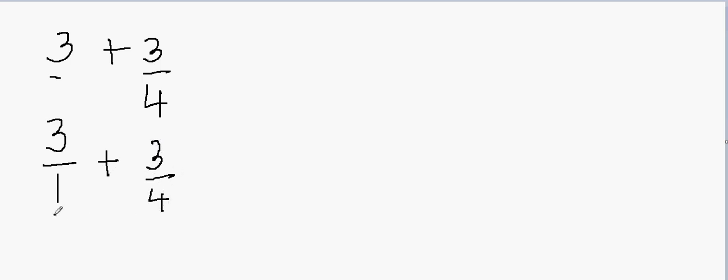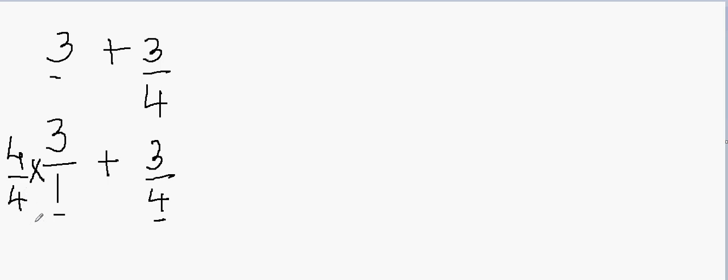Now, what do you notice here? They have different denominators. So whenever you have different denominators, you can't add the fractions. So what I'm going to do is I will try to make the denominators equal. So what we can do to this fraction is we can multiply this fraction by 4 over 4.